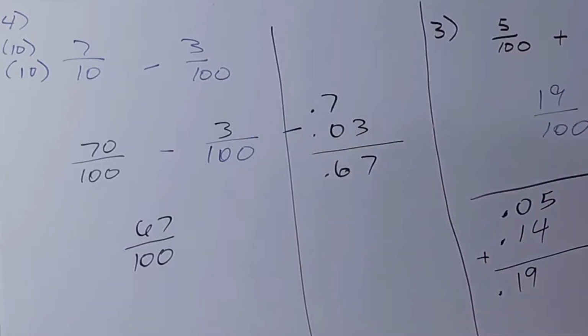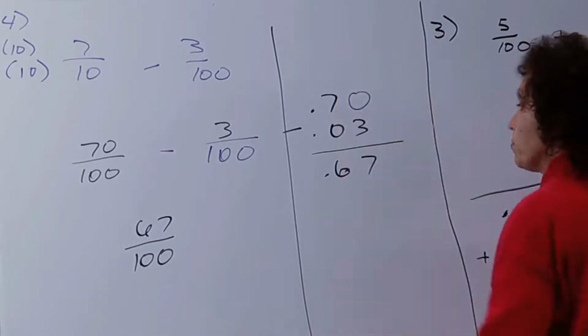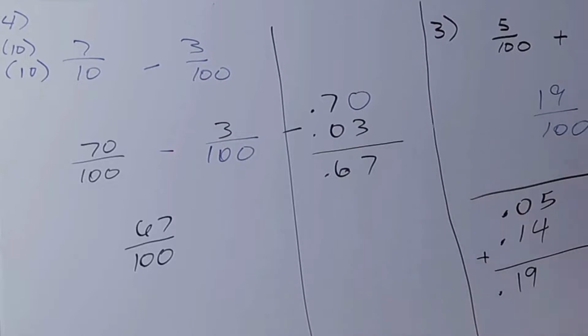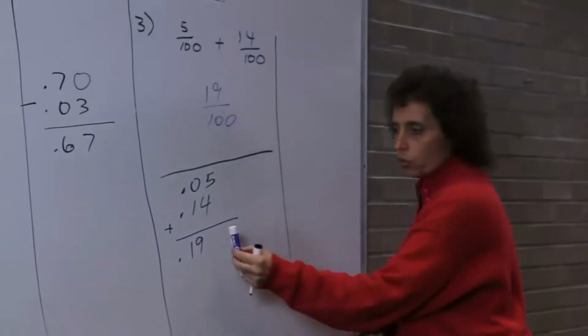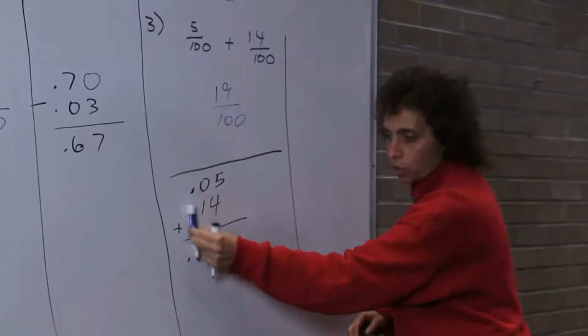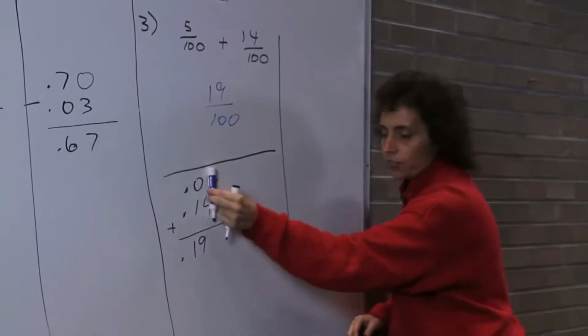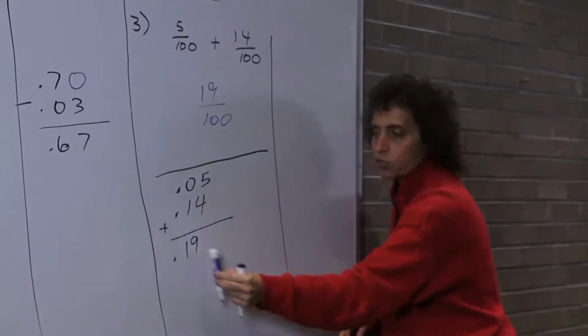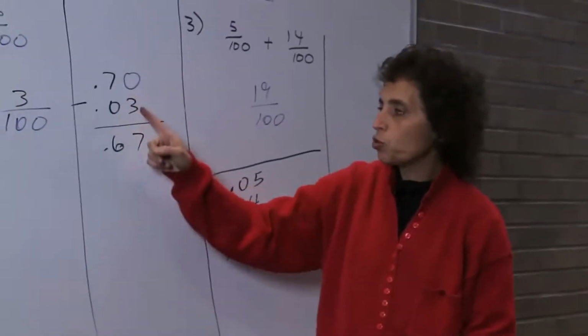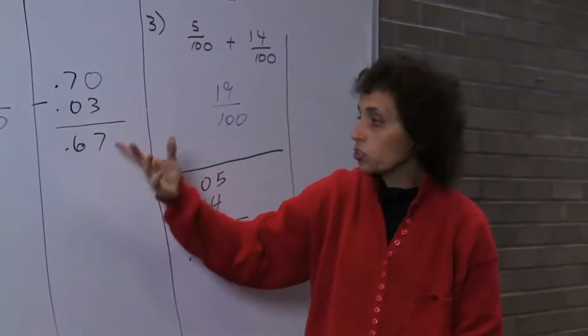Okay, now let's see if we can make something out of this. I'm going to put a little placeholder here. Okay, I'm just going to do that. Do you see any pattern there? Well, notice all I did was make sure the decimals were lined up, and I just added everything in its right place. The tenths places got added up, the hundredths places got added up. Same thing here. All I did was subtract. 70 minus 3 is 67.